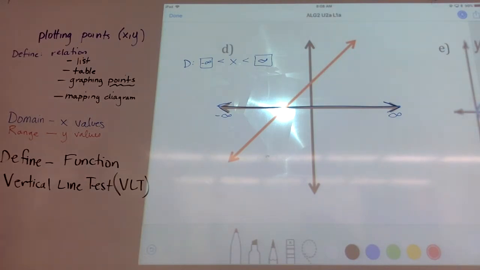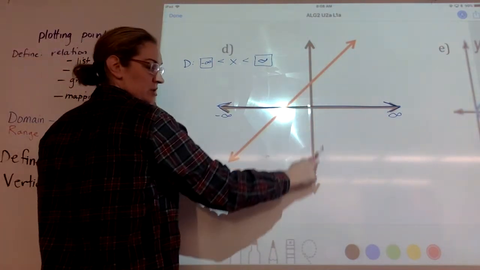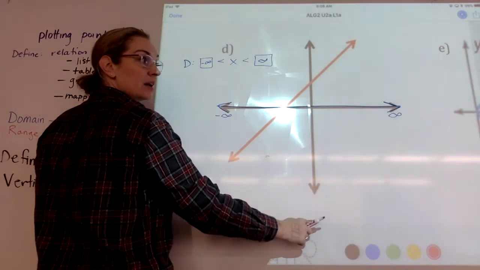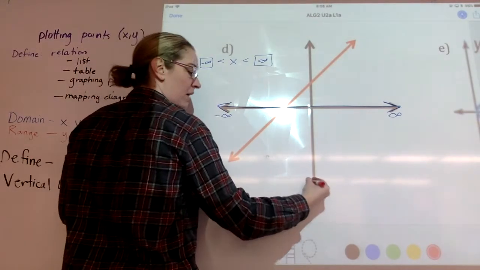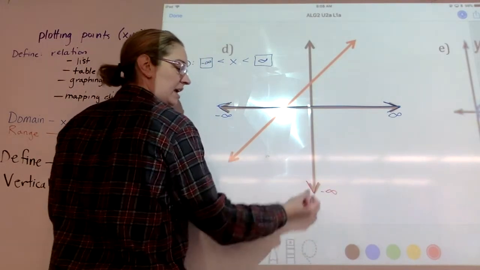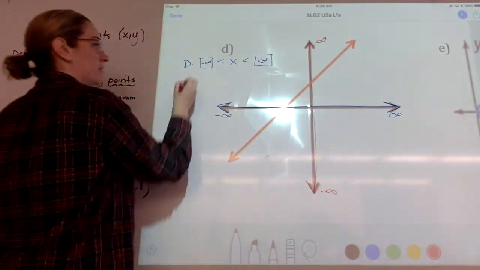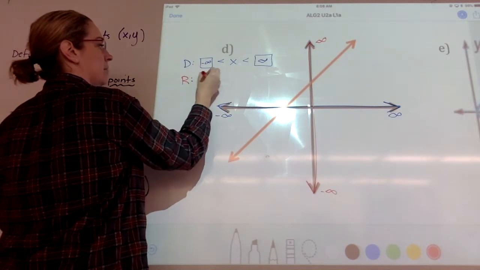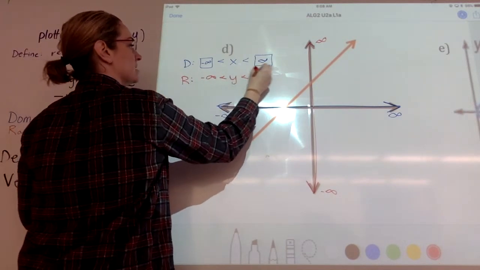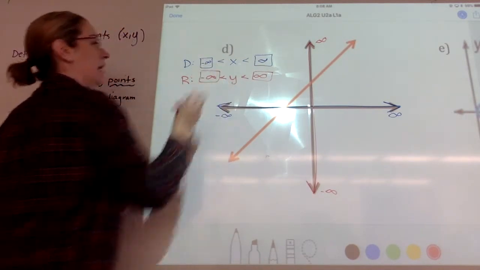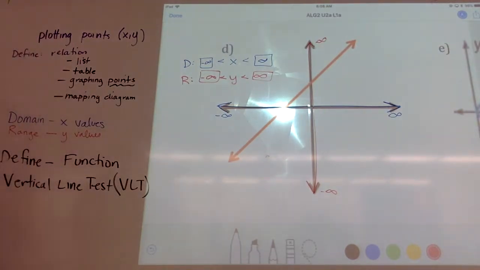How far down does the graph go? Does it stop? No, so I have an arrow. This is negative infinity. How far up? Positive infinity. So my range is going to be the same. Negative infinity is less than y is less than infinity. Arrowheads mean infinity. That's something new today. Have you seen that before? Infinities. Yeah? Okay. Infinity.